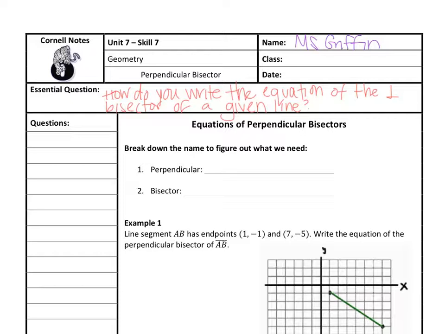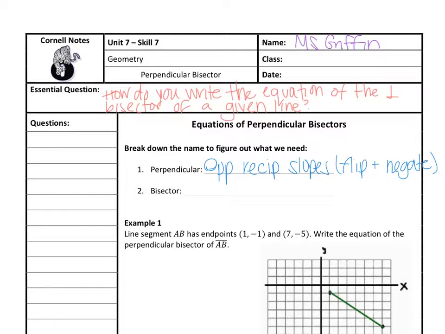So in order to write the equation of a perpendicular bisector, we need to break down this name in order to figure out what we need. Perpendicular, remember, makes 90-degree angles, but there's something special that we learned in a video or two ago about perpendicular lines. They have opposite reciprocal slopes. Opposite reciprocal slopes, which again means to flip and negate.